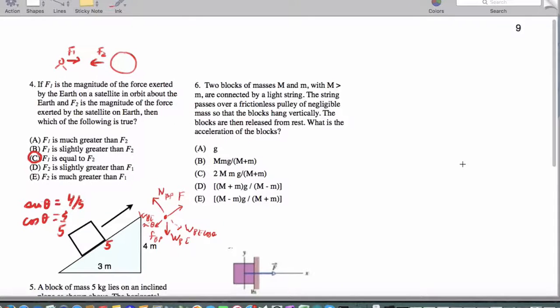All right, so problem 6. This is the standard thing where we're going to have a pulley. Let's have mass big M here, mass little m here.